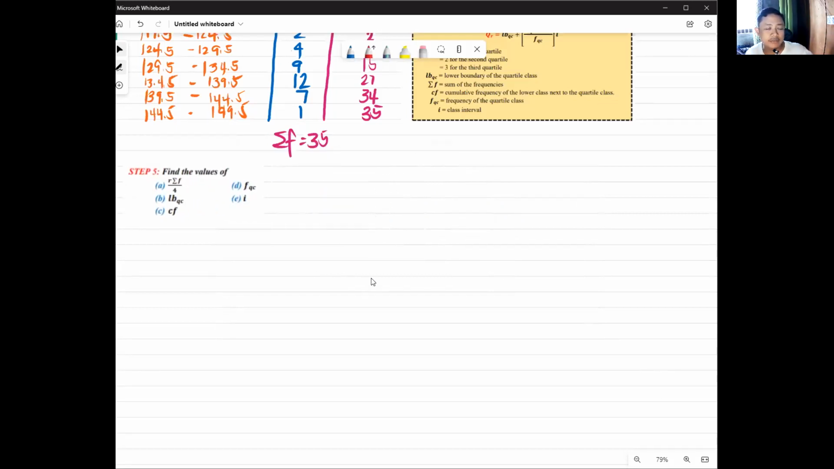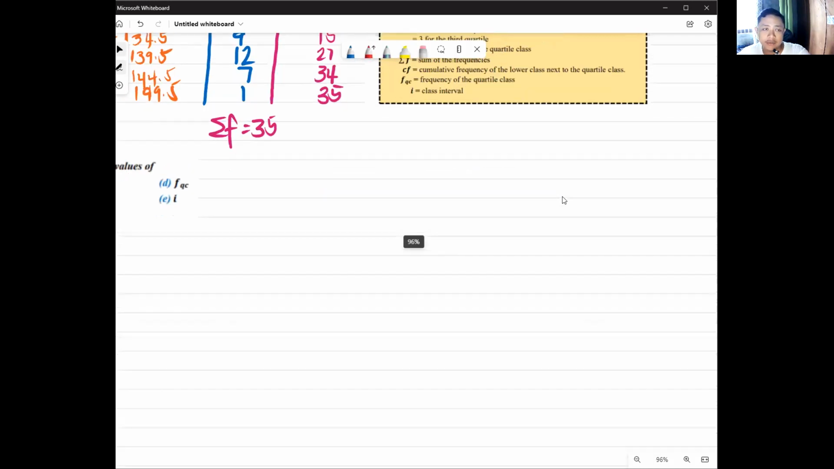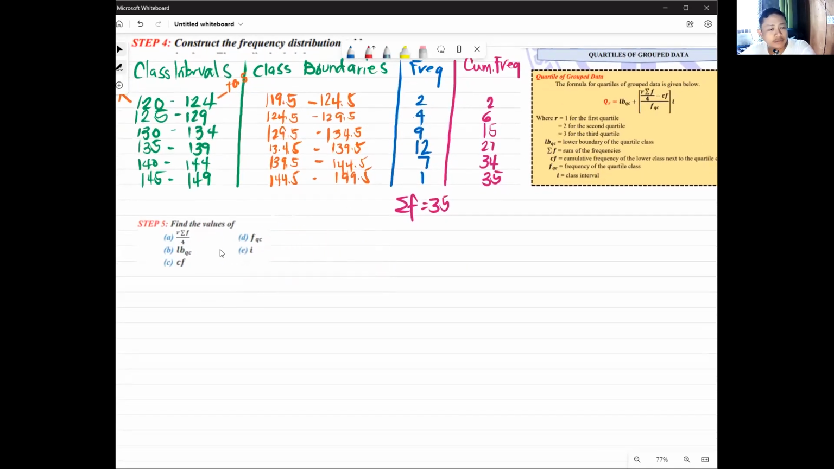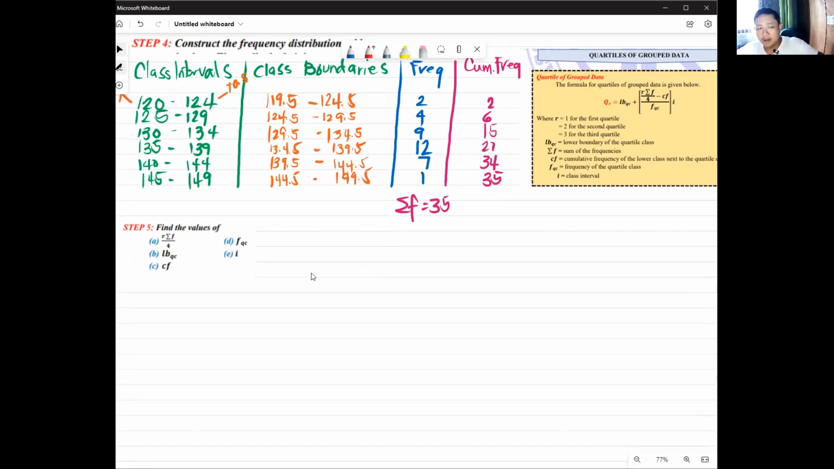Okay. The first step is to find the letter A, the R times the summation of the frequency divided by 4. Okay. In our problem, we are asked to find the first quartile. So, in short, if we are asked to find the first quartile, your value for R is 1. Kung hinahanap yung second quartile, your R will be equal to 2. And if it's for the third quartile, you substitute 3 for your R. Since in the problem, we are asked to find our first quartile, then our R will be equal to 1. Take note of that, ha? Huwag niyong kakalimutan yon. I've been repeating it again and again para hindi natin siya makakalimutan.